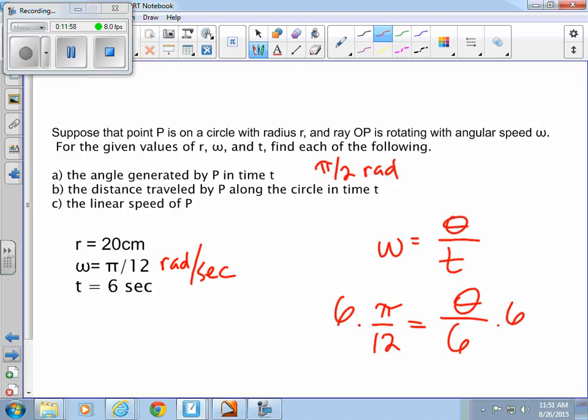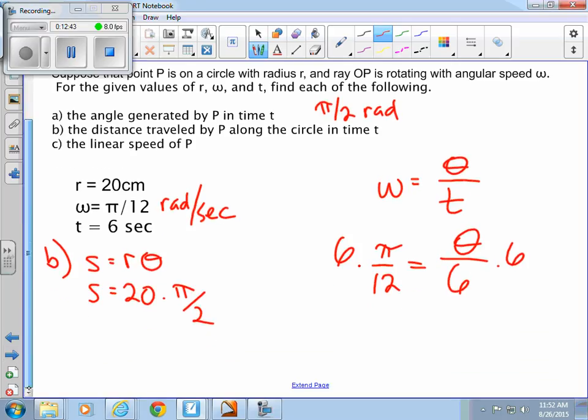What are my options? R times theta? That's the easiest option, isn't it? I learned that 3 days ago, right? R times theta is the arc length formula. Do I know r? Yes. Do I know theta? Yes. So can I find r times theta? Yes. So, part B, I know that the distance is r times theta. R is 20 centimeters. Theta, what is theta? Pi over 2. So you kind of see why they asked that question first. It made that question a lot easier.